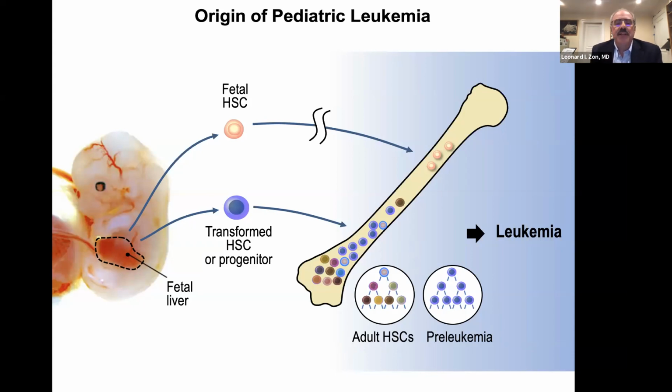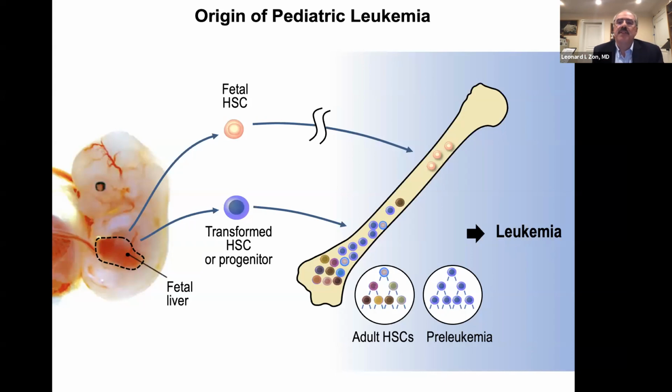But one of the theories of leukemia, particularly pediatric leukemia, has been that there's a fetal progenitor or a stem cell that gets transformed, and this causes an expansion of blood cell populations, and this sets up a preleukemic state. And on top of that, there are other mutations that ultimately lead to leukemia. And although this has been a popular theory, it's never actually been proven.